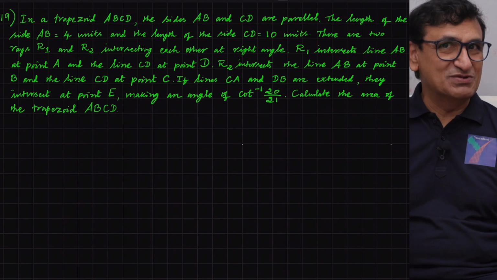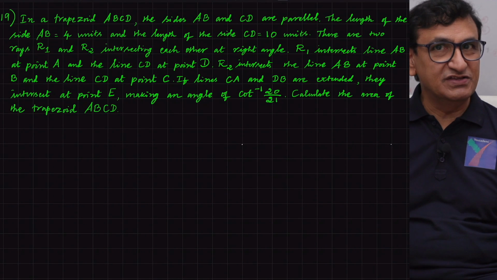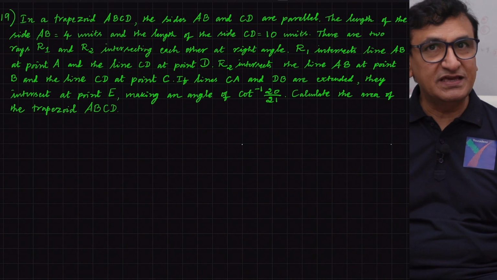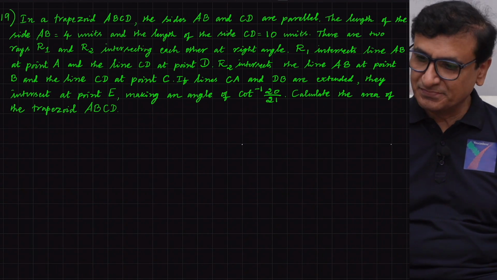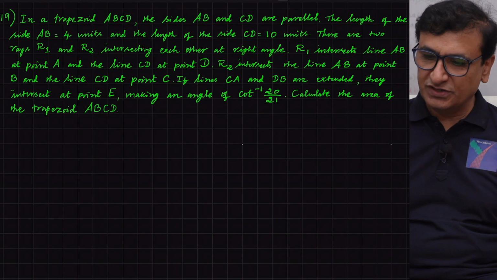Here comes question number 19. It goes like this. In a trapezoid ABCD, the sides AB and CD are parallel. The length of the side AB is 4 units and the length of the side CD is 10 units.